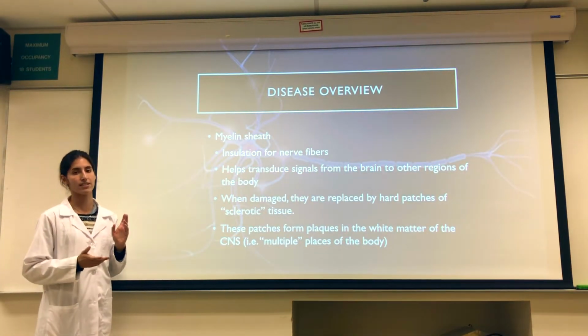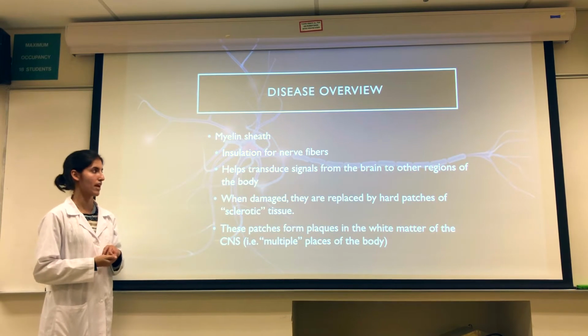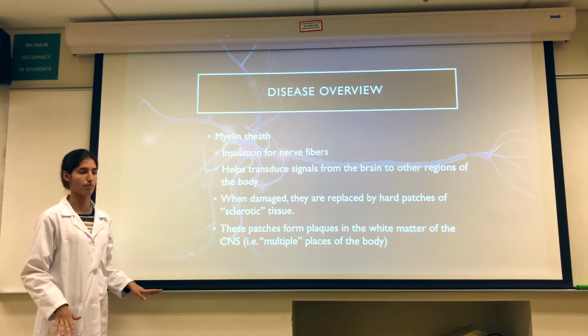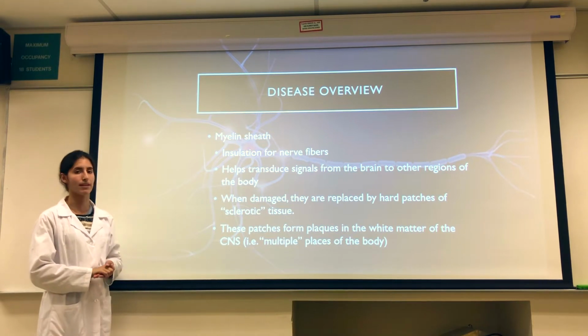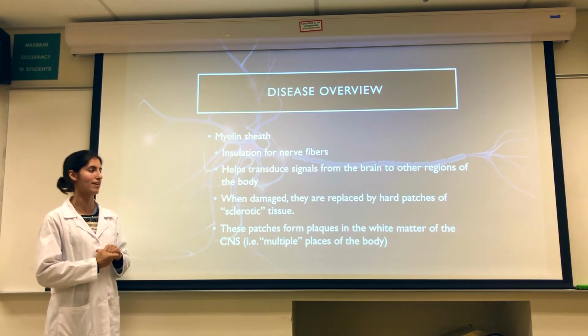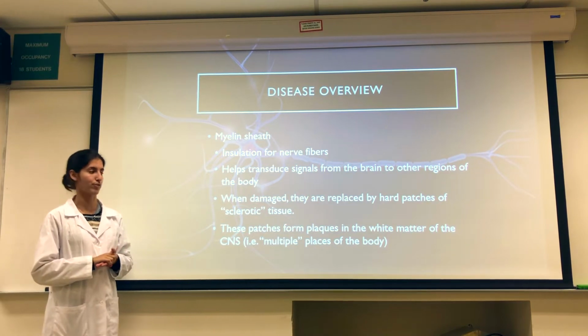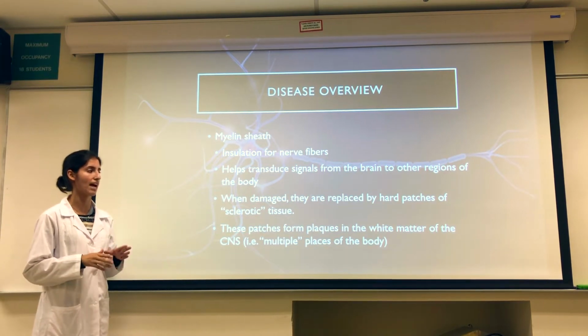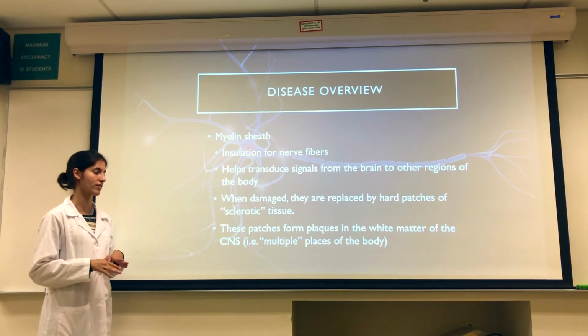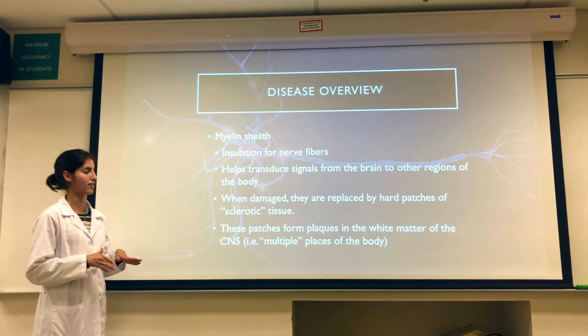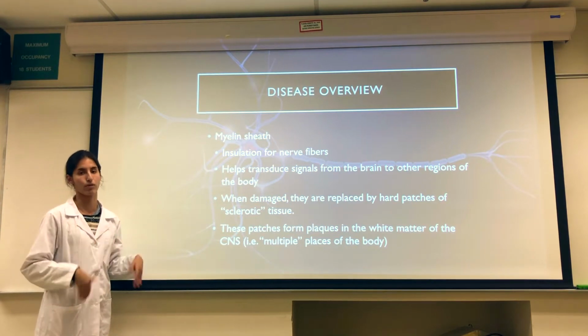The myelin sheath is insulation for nerve fibers, and this helps transduce signals from the brain throughout the whole rest of the body. But when the myelin sheath is damaged, like in the case of MS, it is replaced by hard patches of sclerotic tissue. And these patches form plaques in the white matter of the central nervous system. So there are multiple patches of this sclerotic tissue throughout the body.